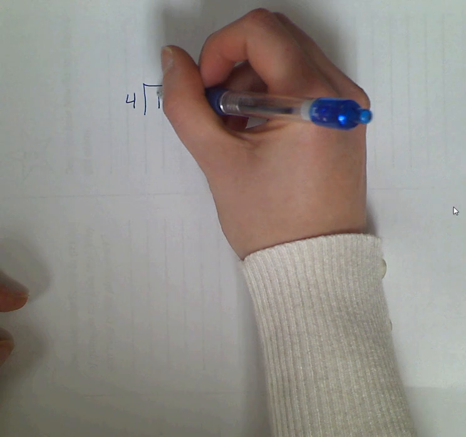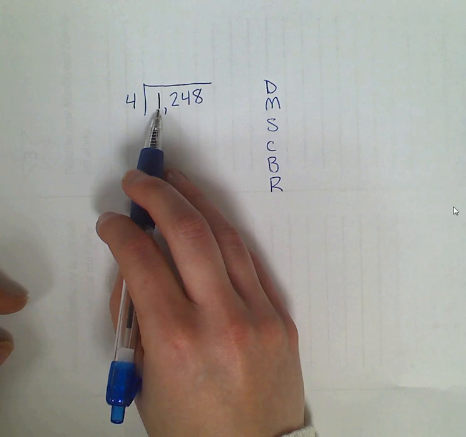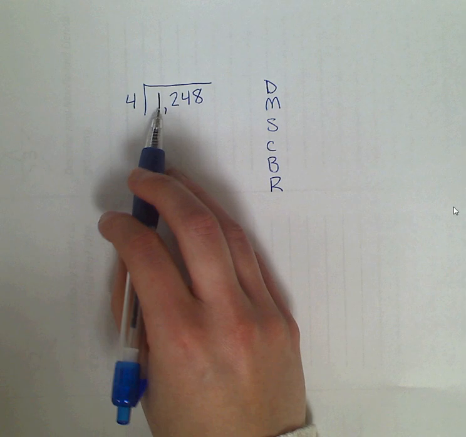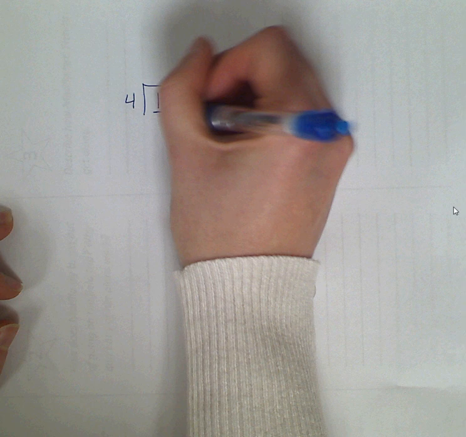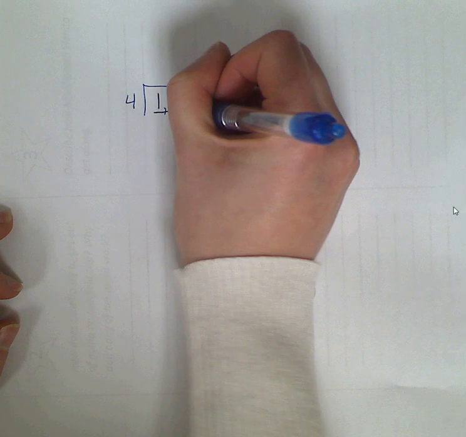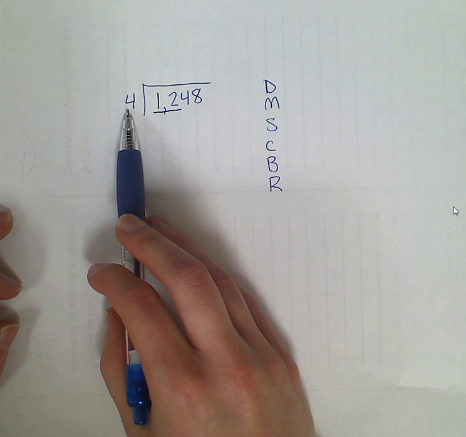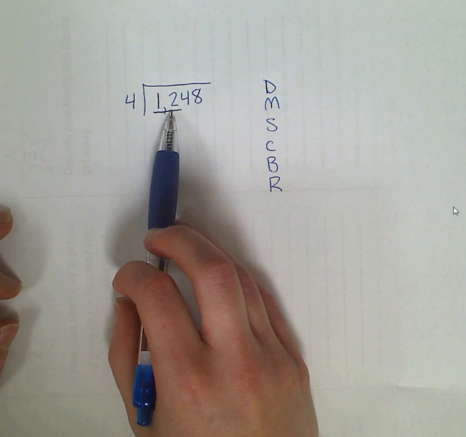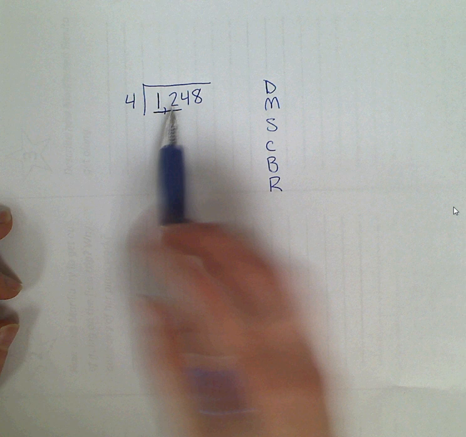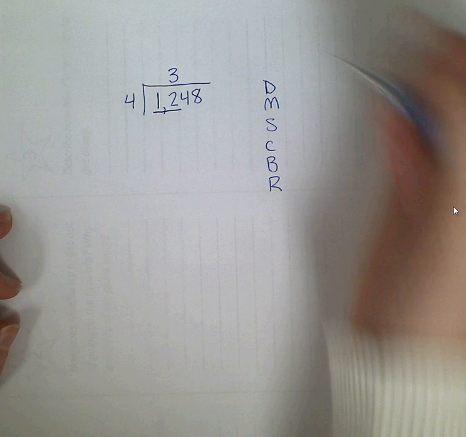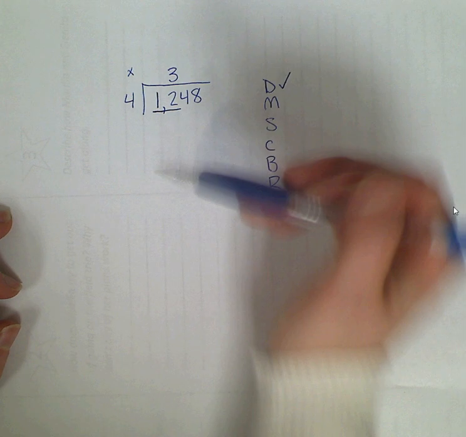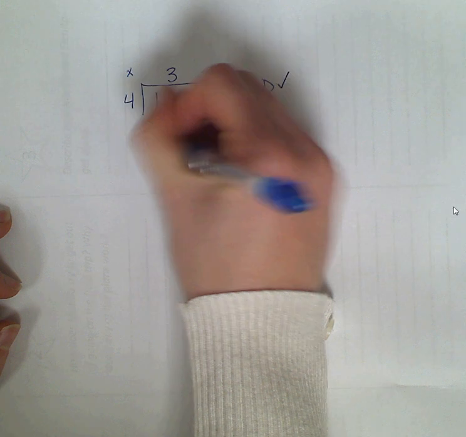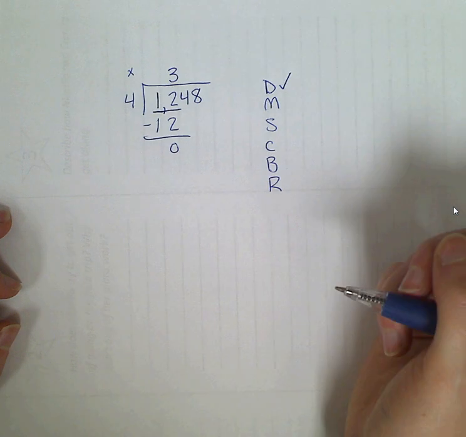First thing I should ask myself is, can 4 go into 1? And that answer is no, so I can't just have this digit underlined, I need to underline the digit that's next to it as well. So now I'm going to ask, how many times can 4 go into 12? Okay, and that answer is 3. 4 goes into 12 3 times. Okay, my next step is to multiply. 3 times 4 is 12, so when I subtract, that answer is going to be 0.